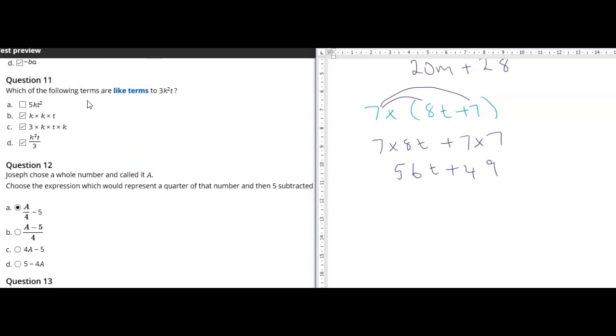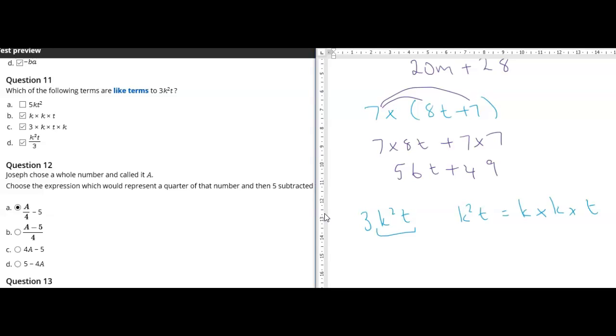Question 11, which of the following terms are like terms to 3k squared t? So let me just write down on this side 3k squared t. So we're only looking at the pronumeral part, not the coefficient. So k squared t can be rewritten as k times k times t. So you can see that is B. And you can also see that is in C, but just the order is different.